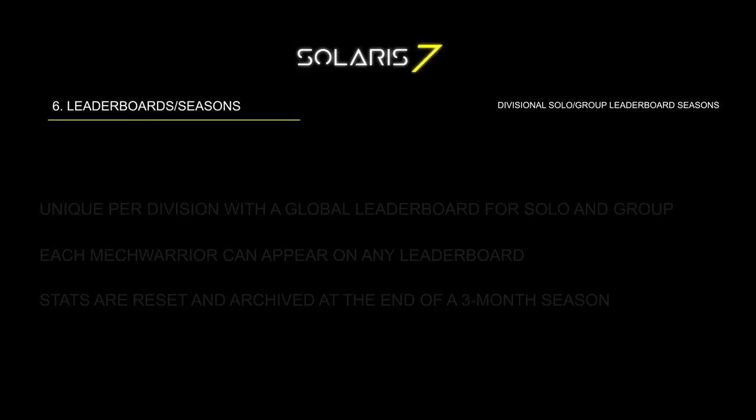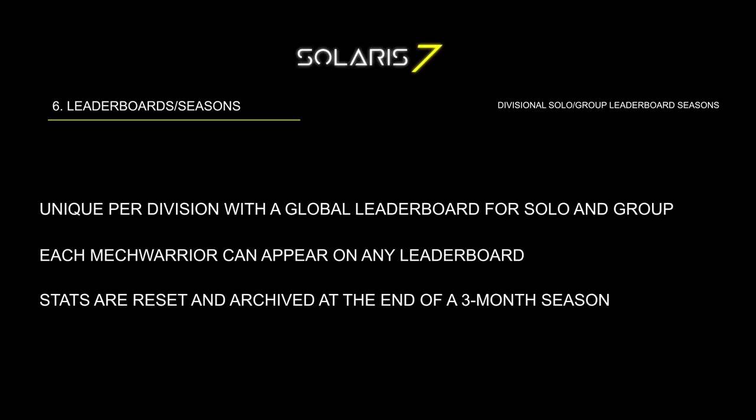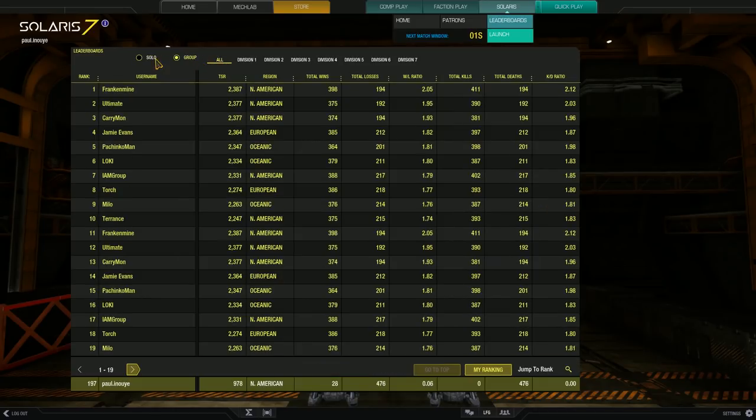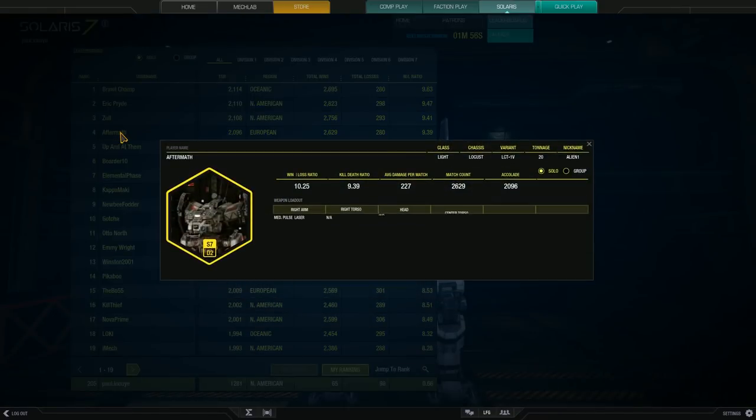Every MechWarrior has the choice to participate in whichever division they want to, as each division has its own leaderboard. The leaderboards are broken down into single and group combatants. At the end of a season, the leaderboards are reset. A Solaris game season lasts for 3 months. At the end of a season, the best performing MechWarriors are rewarded, and all stats are backed up in the Solaris archive.